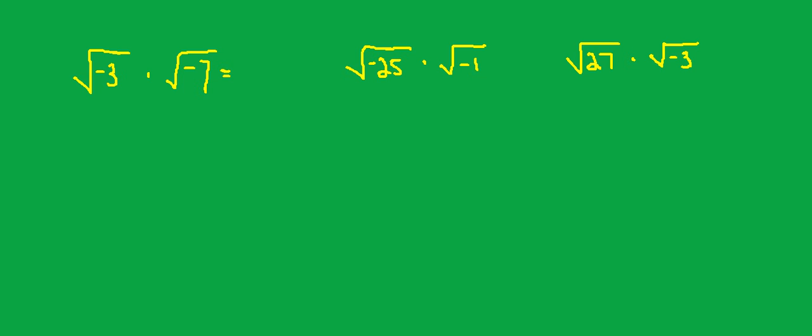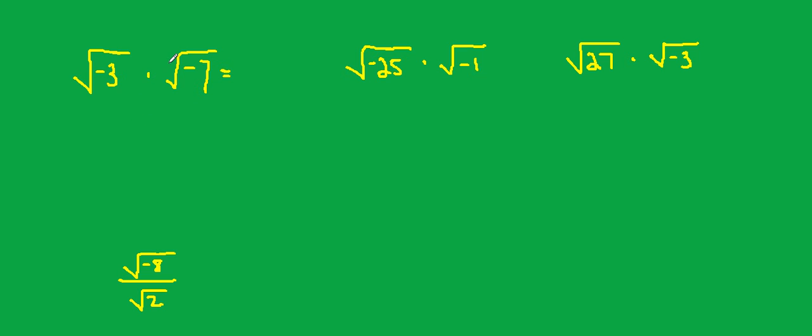Okay, here are some examples of multiplying and dividing as indicated. I'll get one more in here for division. I'll jot it down here: the square root of negative 8 divided by the square root of 2. Let's write that down.